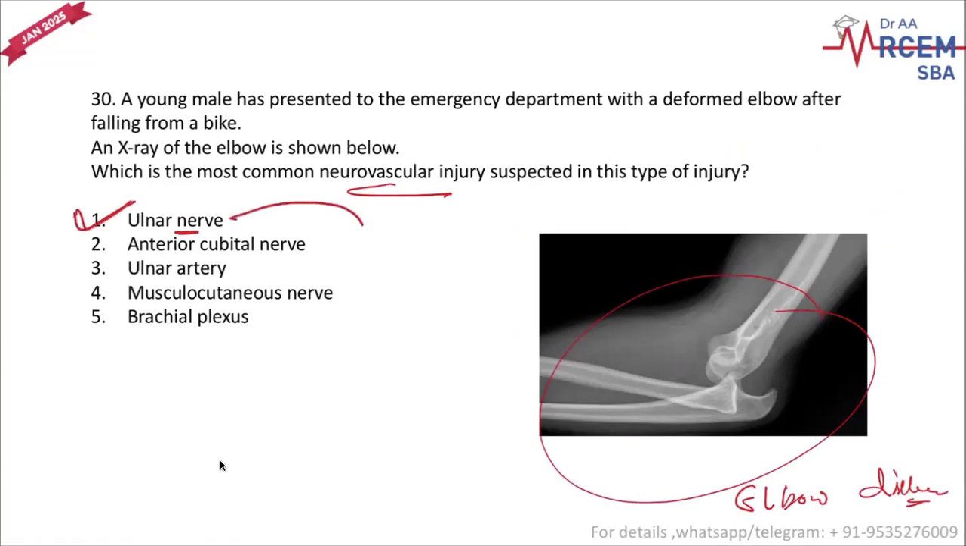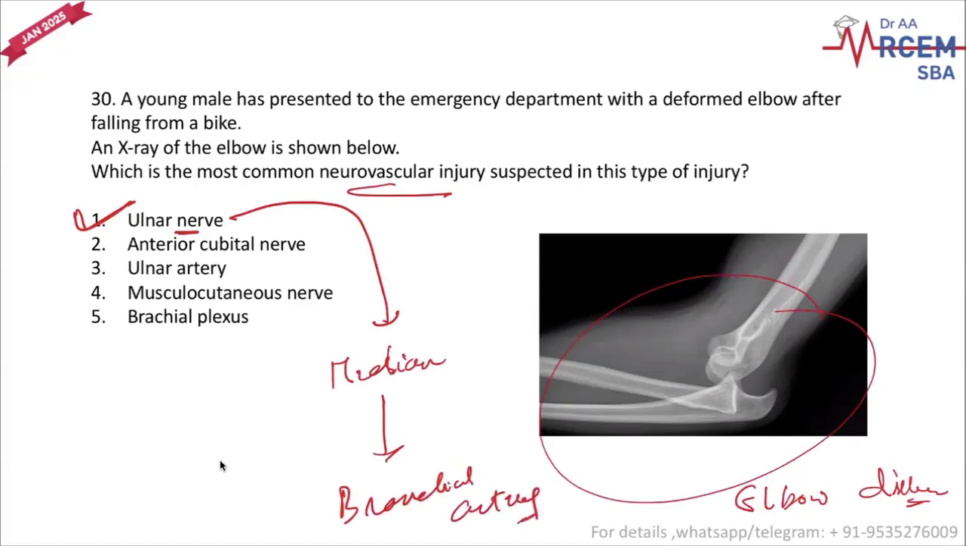Followed by the ulnar nerve injury, there can be a median nerve injury. This is the second commonest. A little bit rare or very rare is the brachial artery. The brachial artery also can be injured, but it is quite rare. So the most common one is the ulnar nerve.